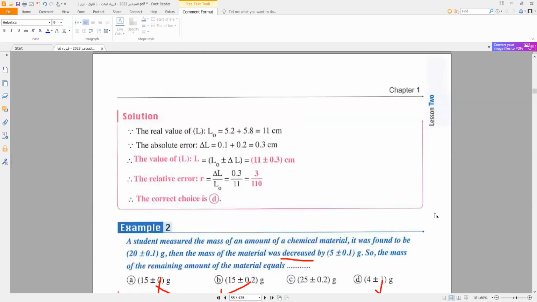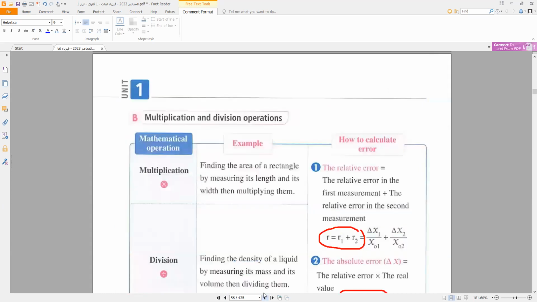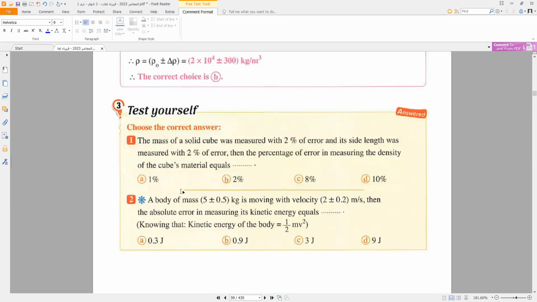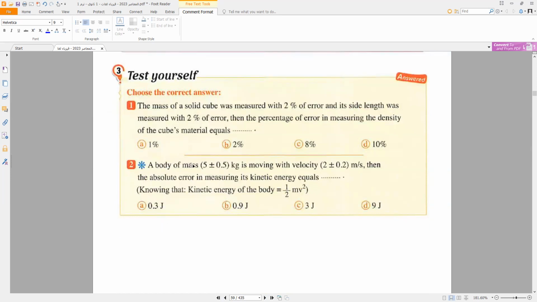We'll solve another example here. Try to solve example number 2. A body of mass equal to 5 plus or minus 0.5 kilogram is moving with velocity 2 plus or minus 0.2 meter per second. Then the absolute error of its kinetic energy equals? The law of kinetic energy here equals half mass times v power 2.